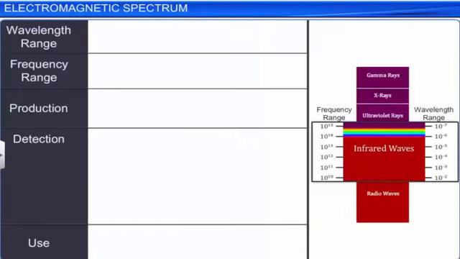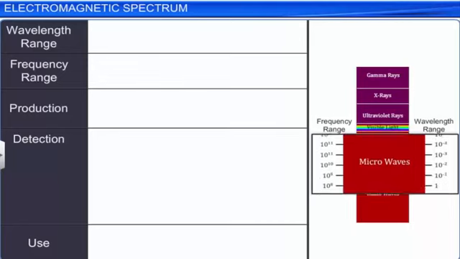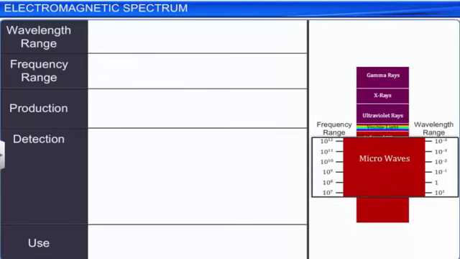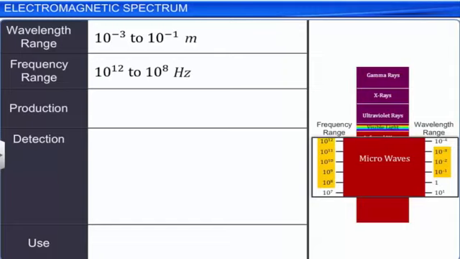Now, let us discuss the next kind of electromagnetic waves, that is, microwaves. Wavelength of microwaves is in the range of about 10 power minus 3 meters to 10 power minus 1 meter. Frequency of microwaves is in the range of 10 power 12 Hz to 10 power 8 Hz.